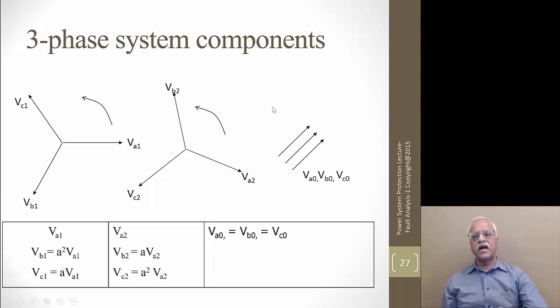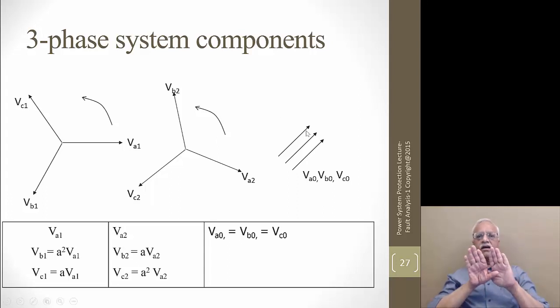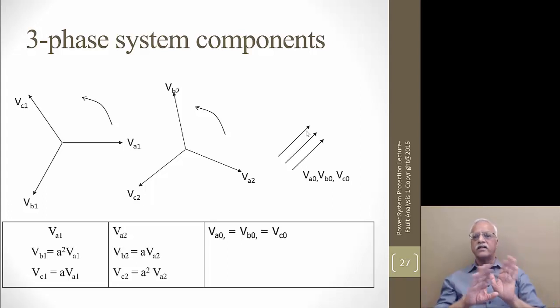And then the third one, I have three sets of vectors. They are all moving in the counterclockwise direction, but they are all parallel to each other, A0, B0, and C0. So if you look at this, these three vectors, we call them zero sequence, and this is called the negative sequence, and then the first one is called the positive sequence.